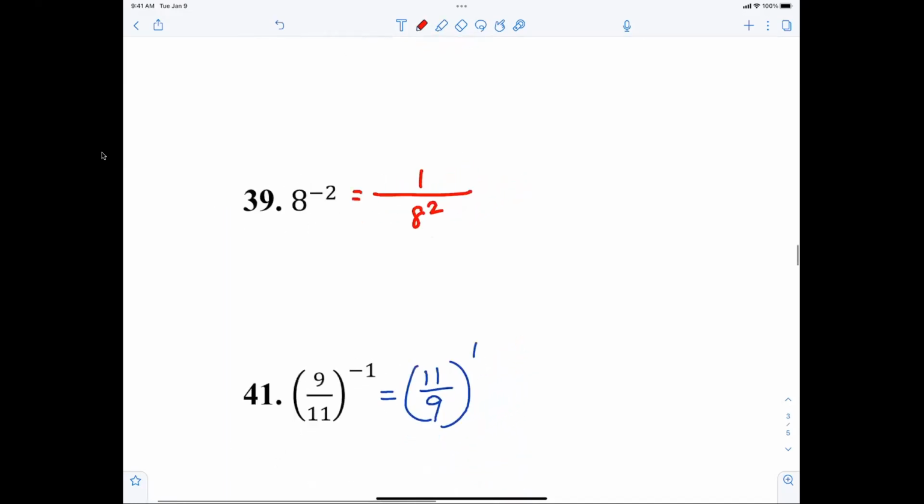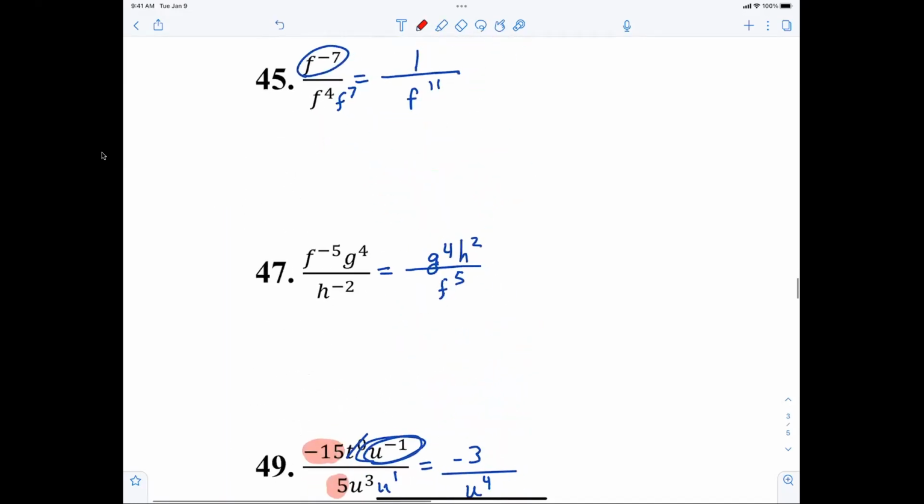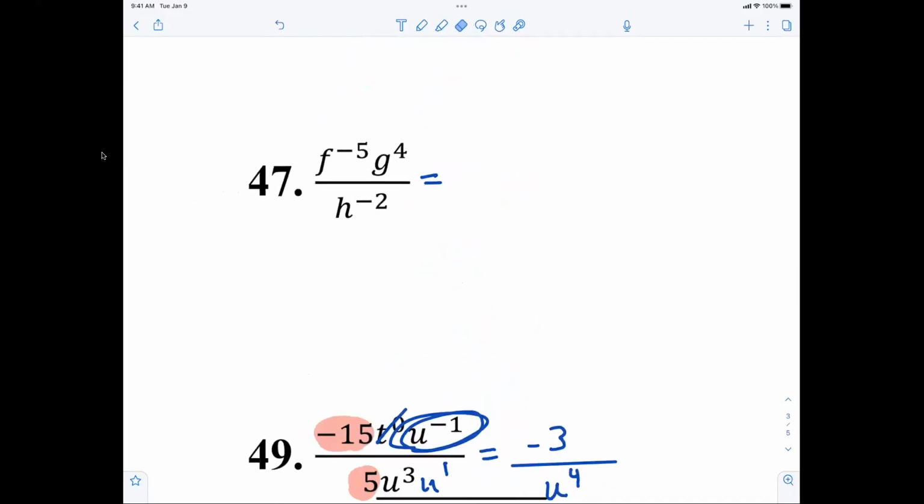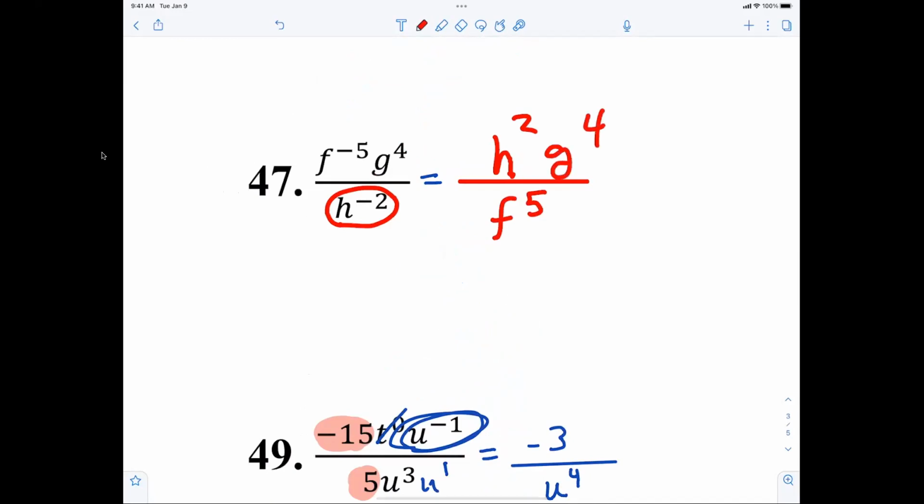All right. Now let's take a look here at 47. If I pull up 47 on your paper, where does H go? On the top. Where does F go? On the bottom. Where does G go? Stays home. Exactly. That's what you're supposed to know. Come on. They're just rules. Everybody can follow rules. Everybody.